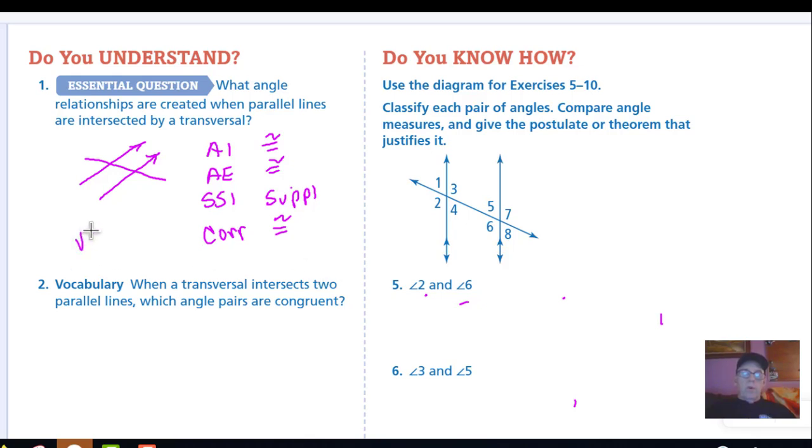And then the other ones that we have, regardless of parallel, are vertical angles, which are congruent, and then linear pairs are supplementary. So those are all the different relationships that are formed when lines are crossing each other like that. Number two, when a transversal intersects two parallel lines, which angle pairs are congruent? Well, really the alternate interior, alternate exterior, corresponding, and vertical. Those are the angles that can be congruent. So the dots go with number two.